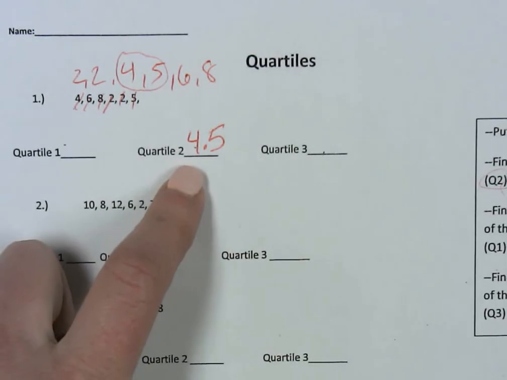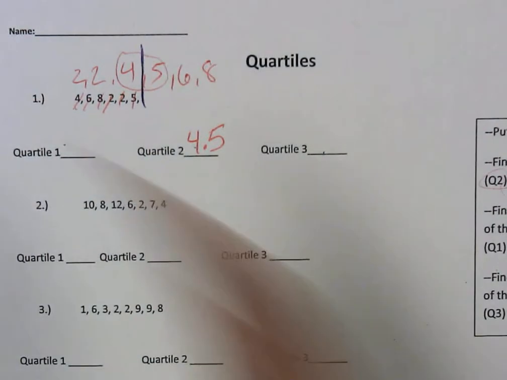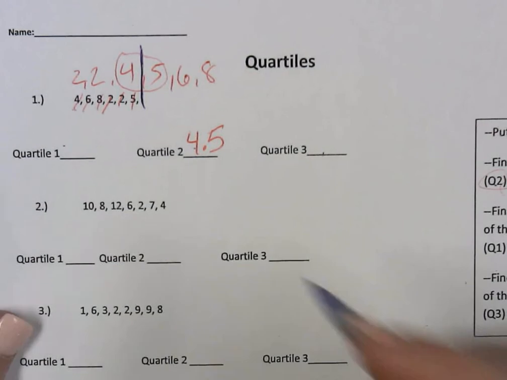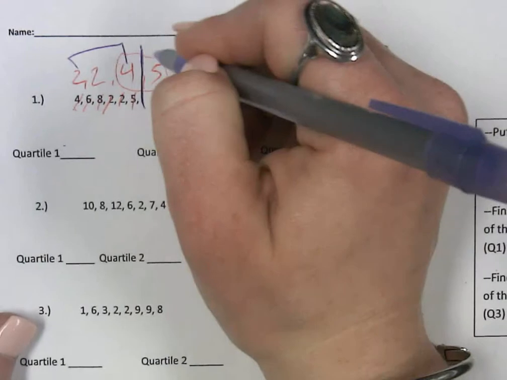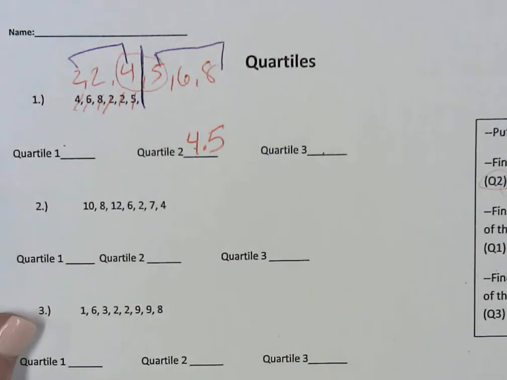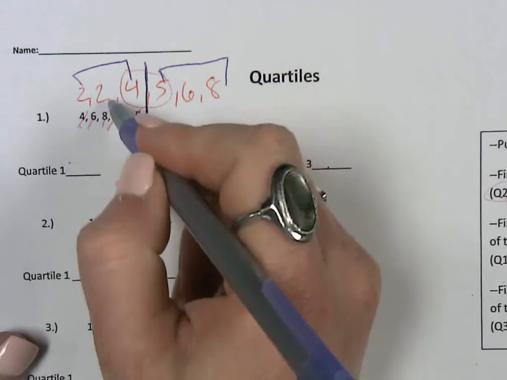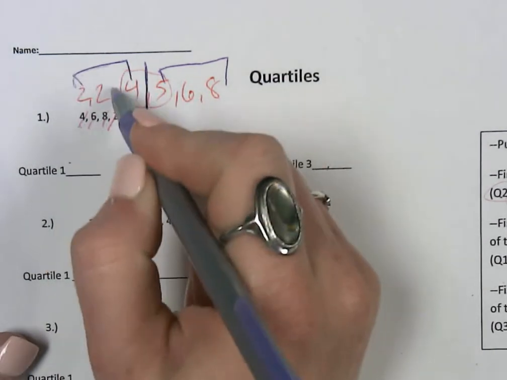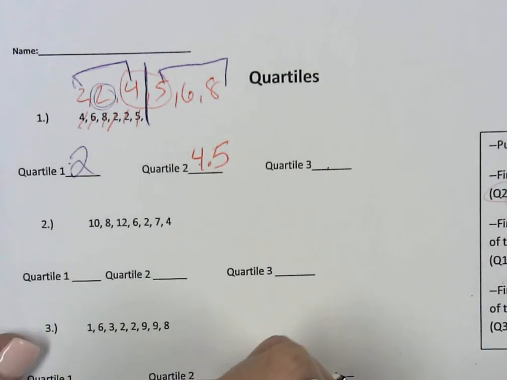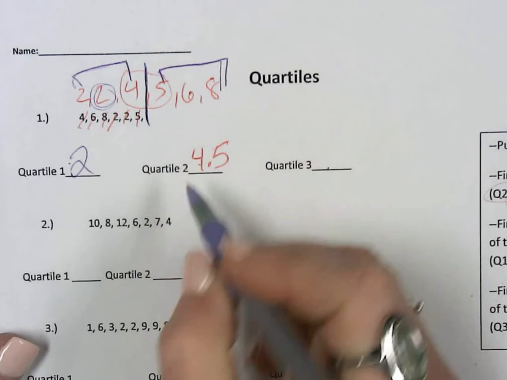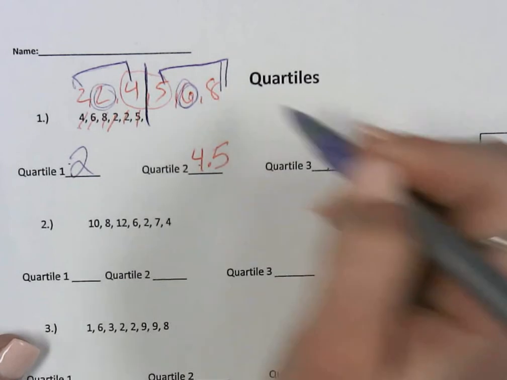Now your median splits your set in half. So now we have the two different sections. We have the first section that we call the lower quartile, and then the second section, which we call the upper quartile. So for the first section, Q1, find the median of this first section. Well, the middle number is 2, so that means our quartile 1 is 2. Now let's look at the second section, the upper numbers in the upper quartile. The middle number here is 6, so our Q3 is 6.